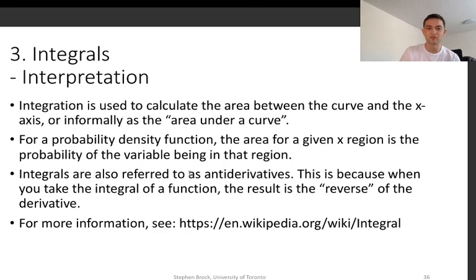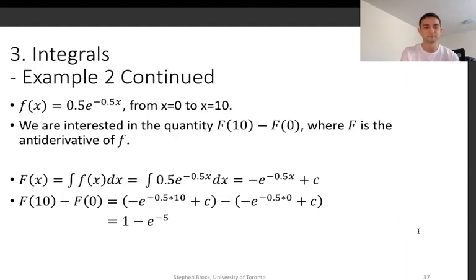Integrals are also referred to as antiderivatives. This is because when you take the integral of a function, the result is like the reverse of a derivative, and that's where the name antiderivative comes from. If you're curious about more formal information about an integral, please see this Wikipedia link right here.